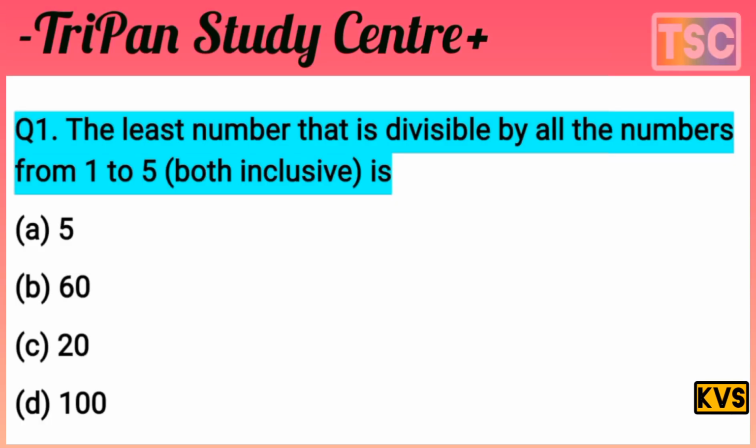The MCQ is: the least number that is divisible by all the numbers from 1 to 5, both inclusive, is? You know that this question is most important for the exam. Question clear? The options are A) 5, B) 60, C) 20, D) 100. Come on, test your knowledge first. I will give you a few seconds to solve this question. You must have thought of your answer. Let's see what the answer is.